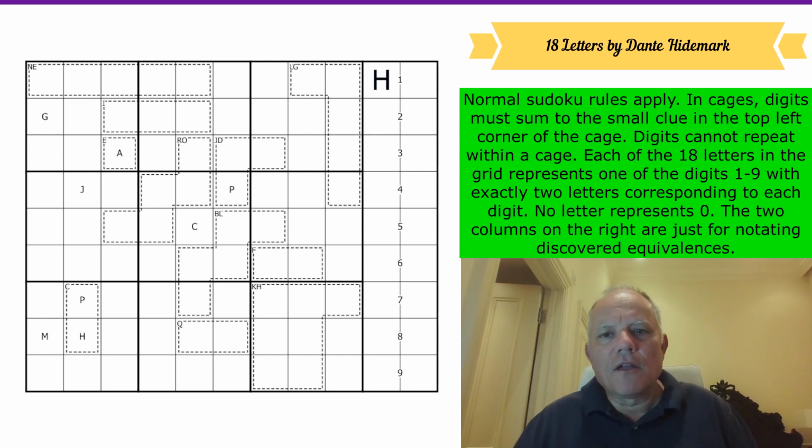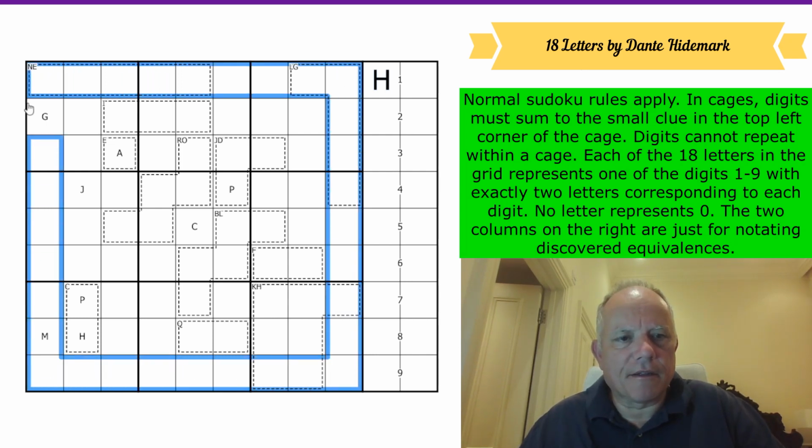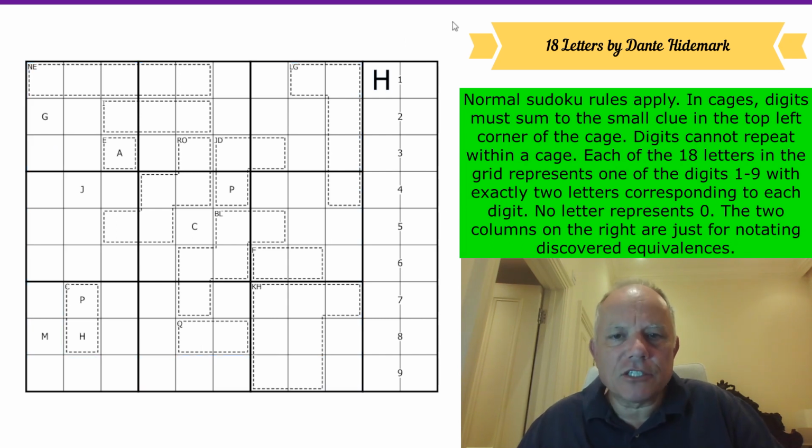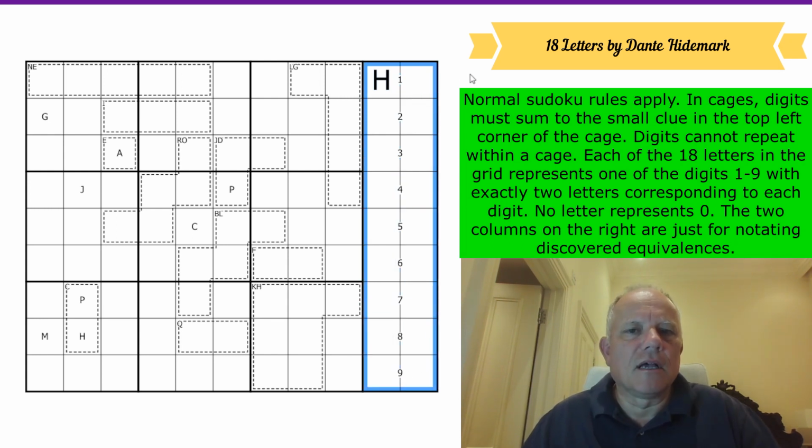So the rules are these. Normal Sudoku rules apply, and that is to the 9x9 grid. That's what we're trying to fill. In cages, digits must sum to the small clue in the top left corner of the cage, and digits can't repeat within a cage. Each of the 18 letters used in the grid represents one of the digits 1 to 9, with exactly 2 letters corresponding to each digit. So each digit has 2 letters that can represent it. No letter represents 0, and the 2 columns on the right are just for notating any discovered equivalences, one of which is given to us. We know that H equals 1.